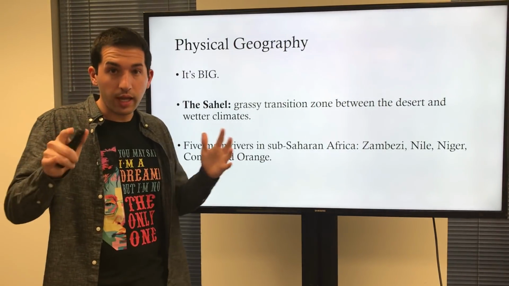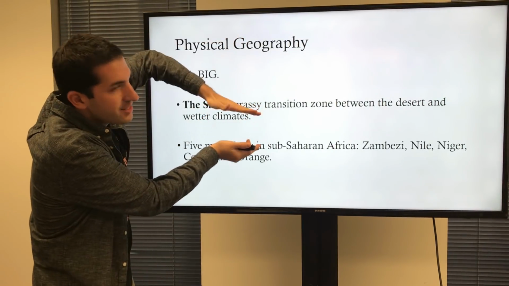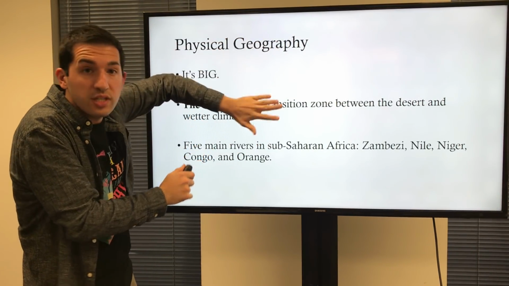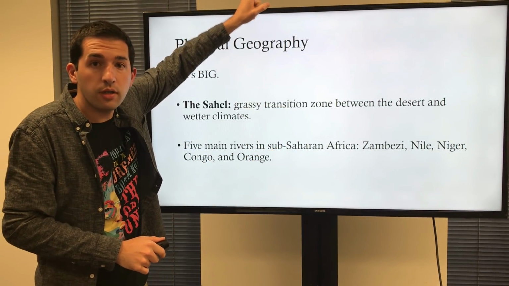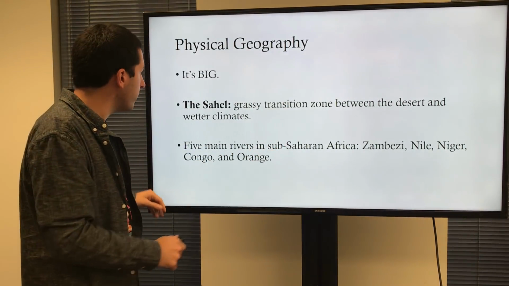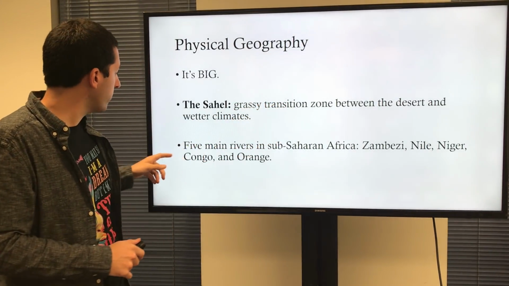The Sahel, okay, we talked about this. So we have the Sahara Desert, picture it, Sahara Desert, then the Sahel, which is that border, that transitional zone from what we saw was rainforest to Sahara Desert, and the Sahel is a transitional zone in between. Grassy transition zone. Didn't even read from the slide, this is my words.